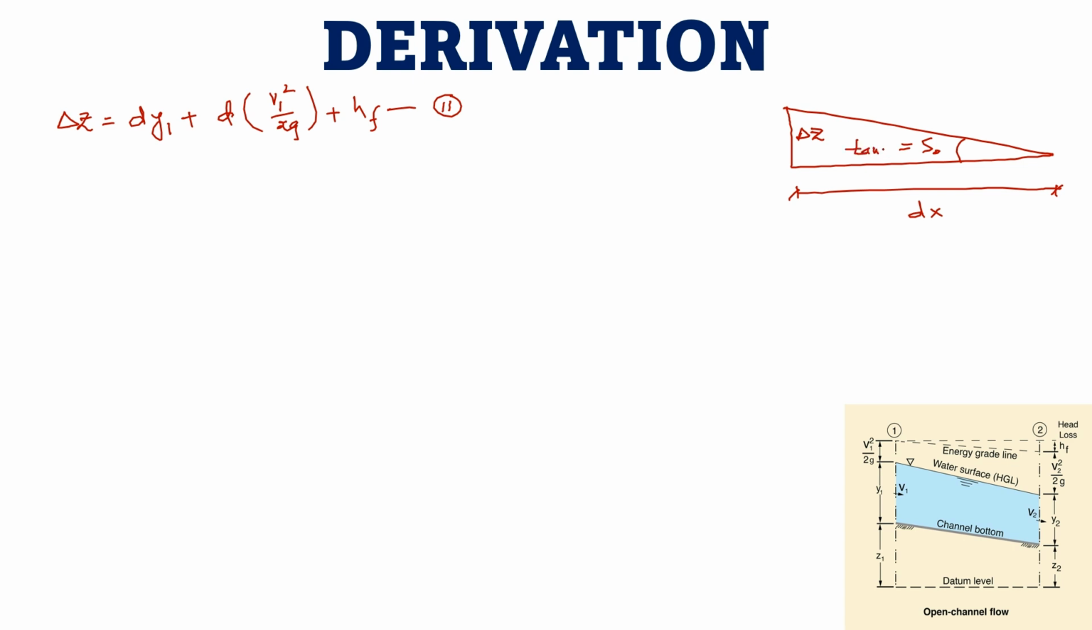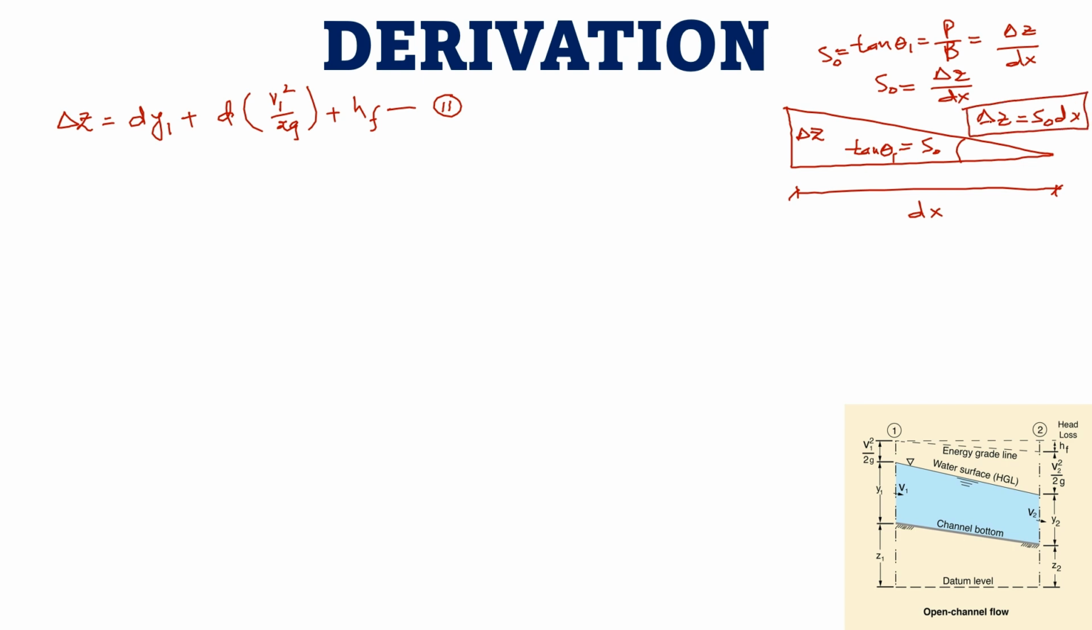The slope of any line is basically equal to tan theta 1. So what is tan theta? This is equal to perpendicular over base. What is the perpendicular here? In front of theta is the perpendicular, which is delta Z over dx. So tan theta 1 here is S naught. So we can simply say that S naught is equal to delta Z over dx. So what is delta Z here? That is S naught dx.